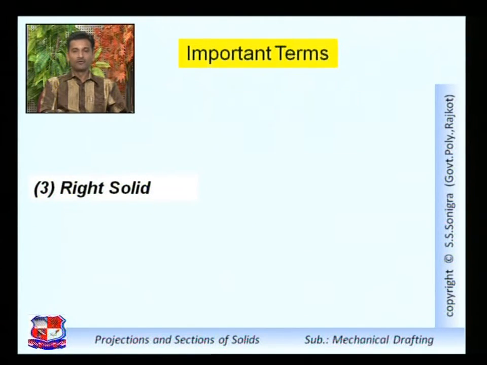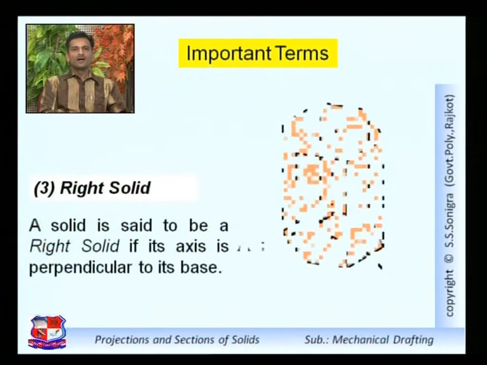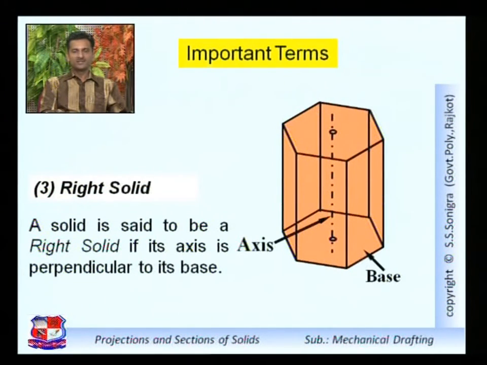Right solid. What do you mean by right solid? A solid is said to be a right solid if its axis is perpendicular to its base, as shown over here. If this axis makes an angle of 90 degrees with this base, it is called a right solid.